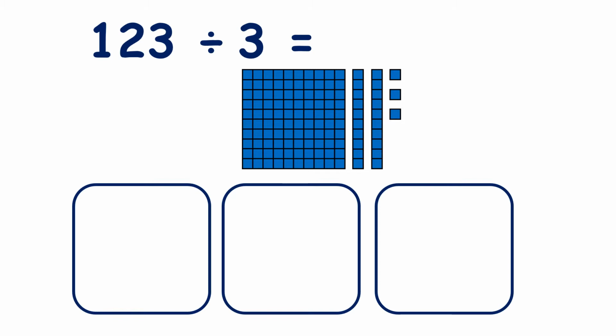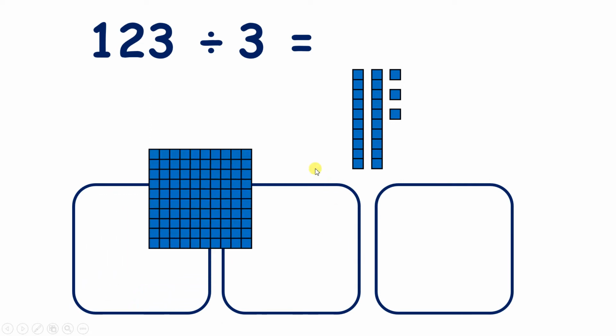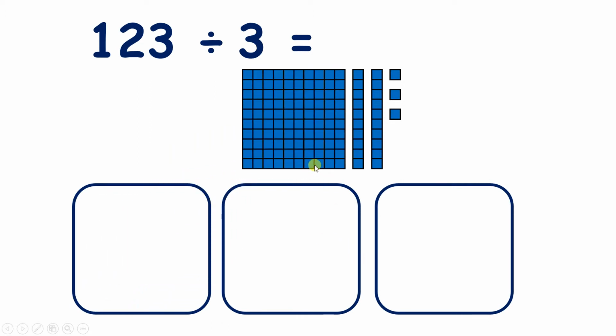Now we have 123 divided by 3, but we can't move our 100 into one group because that wouldn't be sharing equally. So what do we need to do with this 100?